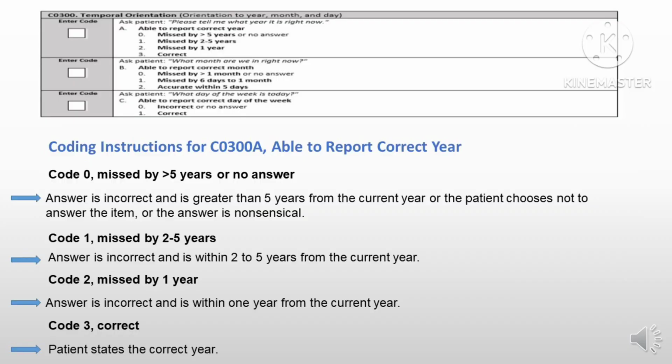C0300 Temporal Orientation. Coding instructions for C0300A, able to report correct year. If the patient's answer is incorrect and is greater than 5 years from the current year, or the patient chooses not to answer the item, or the answer is nonsensical, the response would be 0. Code 1 will be appropriate if the patient's answer is incorrect and is within 2 to 5 years from the current year. If the patient's answer is incorrect and is within 1 year from the current year, need to select code 2. And if the patient states the correct year, add response 3.